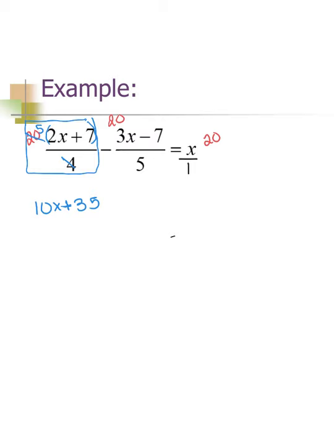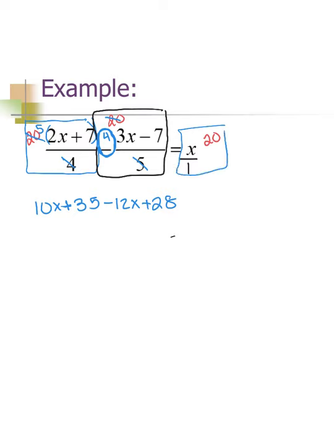If I focus on the second fraction here, very important, I want to make sure I have the sign there also. So here, the 5 reduces the 20 and turns it into a 4. Make sure that you take the sign with it. So this is -4. So -4 times 3x is -12x, and -4 times -7 is positive 28. And if I focus on the last fraction here, it just becomes 20x.